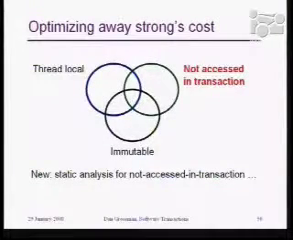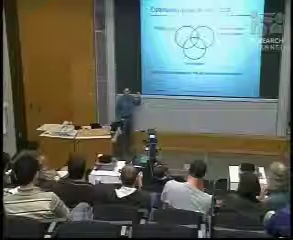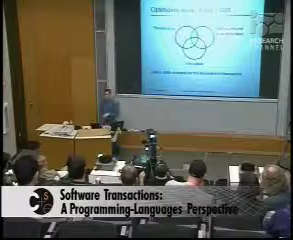And there's a few ways you might go. You might say, well, if I'm outside of a transaction, I'm accessing thread local data, then that can't possibly interfere with a transaction, so I'll eliminate the overhead. It's a great idea. It's an old idea. It's been researched. Another idea might be if you're accessing immutable data, you can eliminate the overhead. Also a good idea, but not so useful in Java.